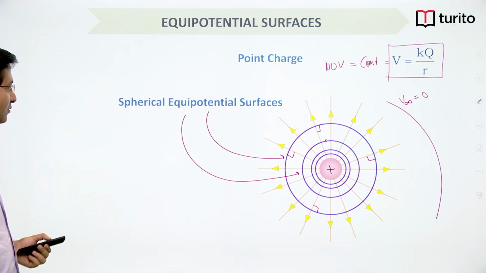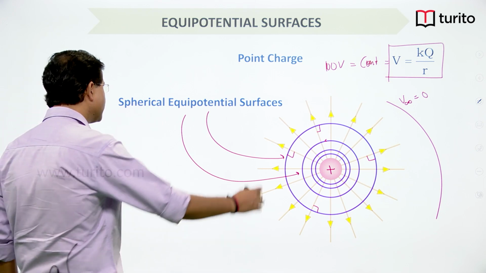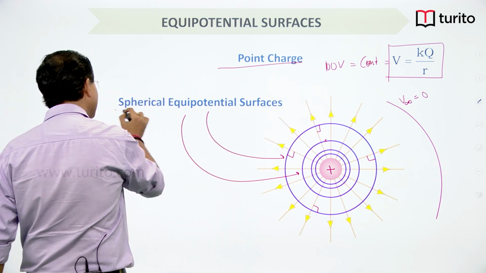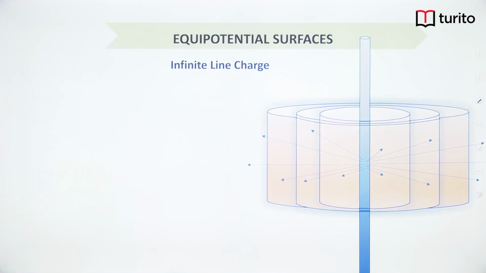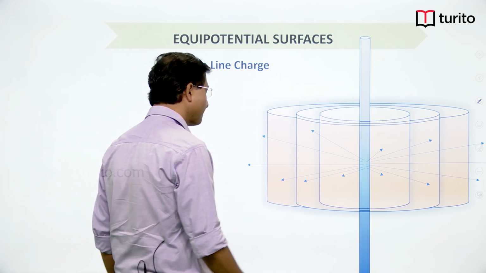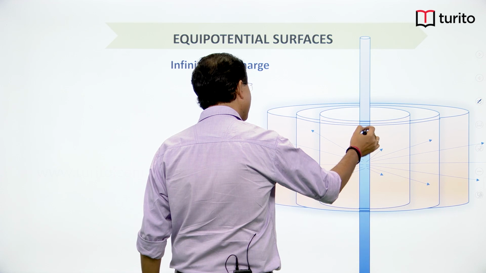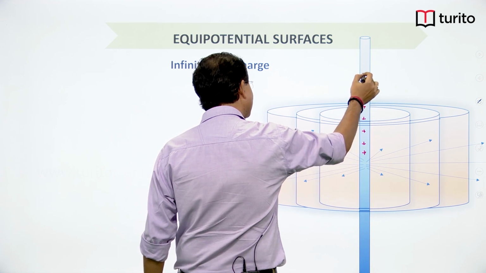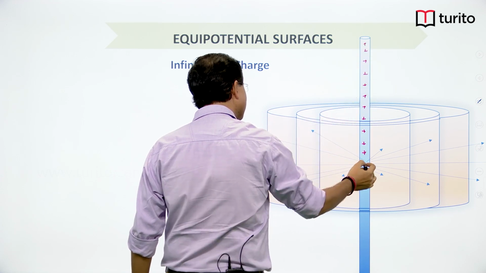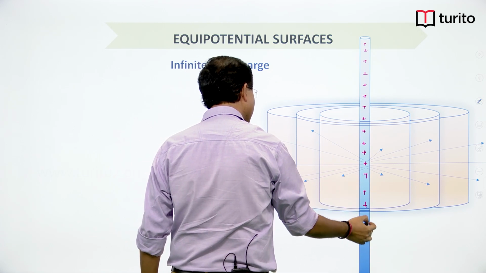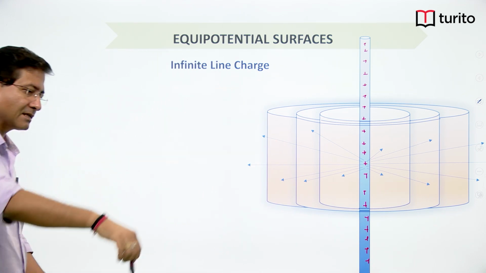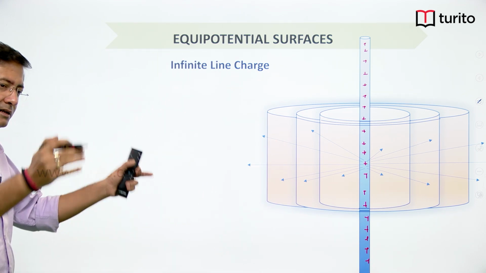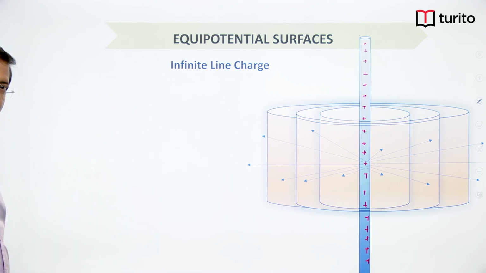Now, let us see the next distribution. I hope this point is clear. Because of the point charge, you have got spherical equipotential surfaces. Now, if I take an infinite line charge, then I will get equipotential surfaces as cylinders, concentric cylinders, right.